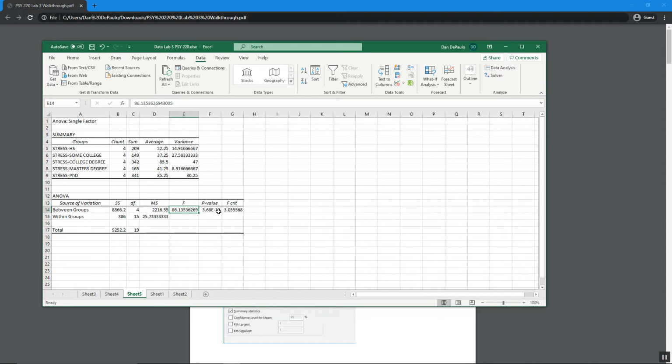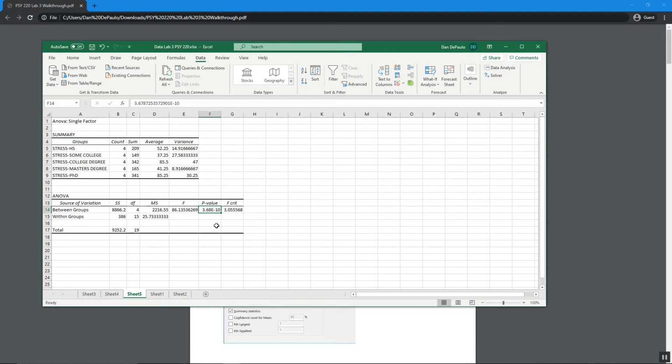The P value is really, really small. That E means scientific notation. So it's 3.68 times 10 to the negative 10th power, which basically means you move the decimal place 10 points to the left. So you're dealing with a really tiny P value, much, much less than 0.05. So we easily reject the null here.